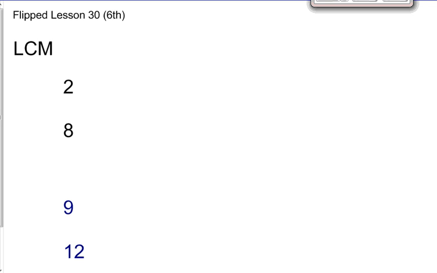Today we're going to take on an idea that is, once again, review, but can often be confused with factors. Today we're going to look at the least common multiple, or our LCM. Now the first thing we have to realize is that the LCM is not the same as the GCF. This is not the greatest common factor.